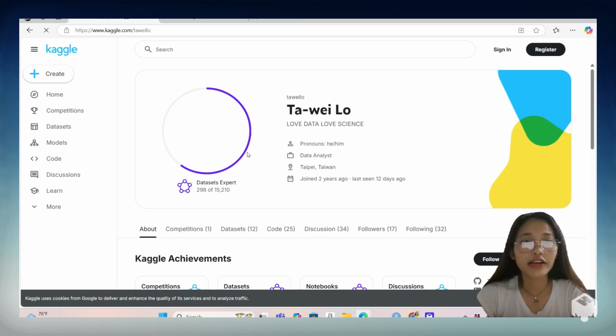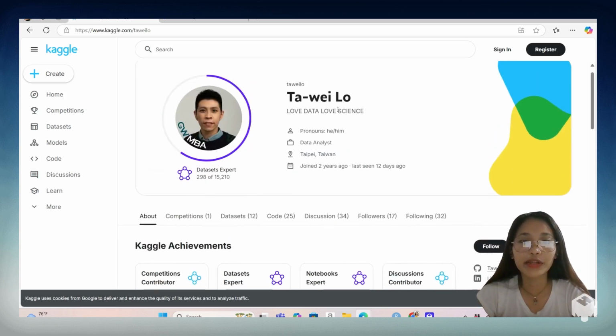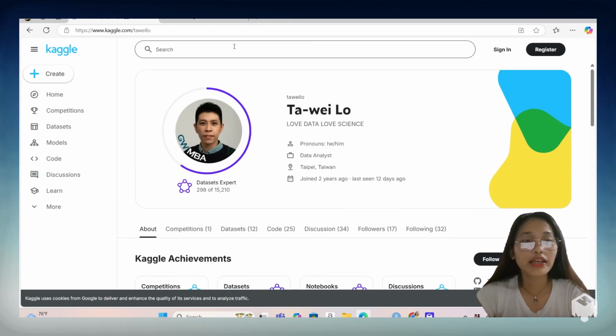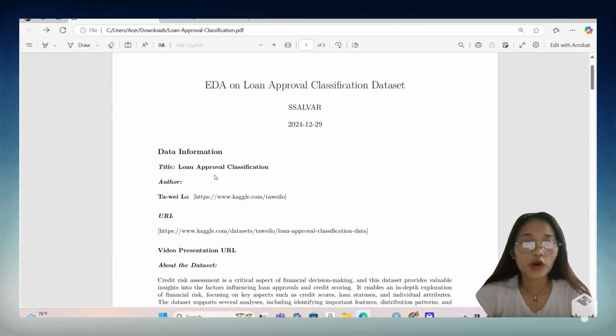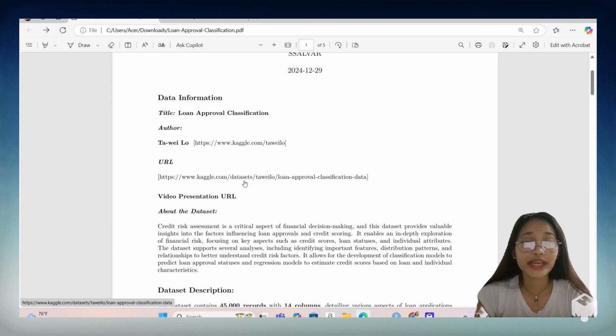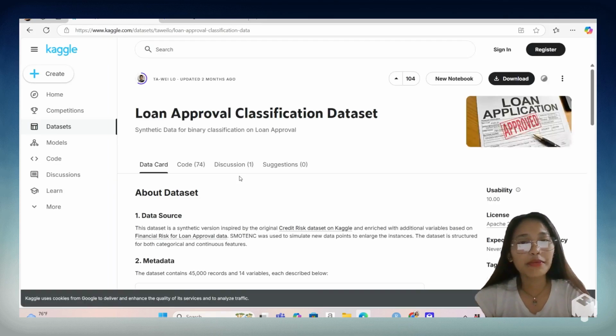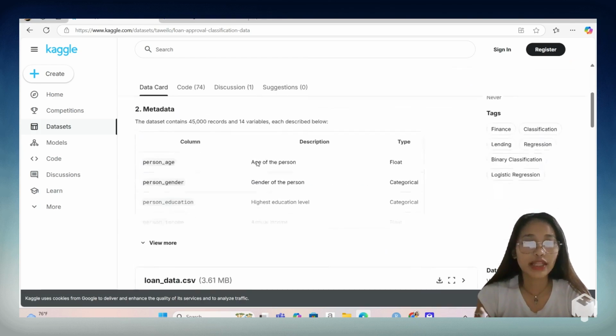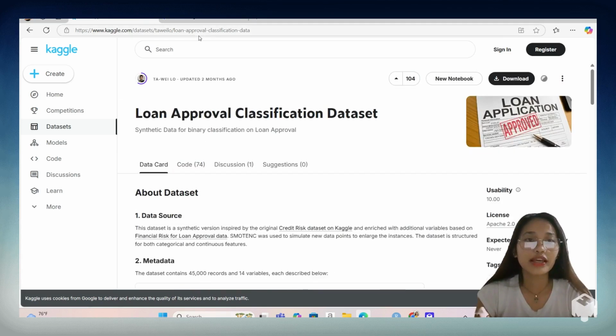So, we're going to go there and check it. So, this is Tawi Lu, the author of loan approval classification. And this is the URL of my dataset from kaggle.com. This is the loan approval classification data that I have chosen on kaggle.com. So let's go back.